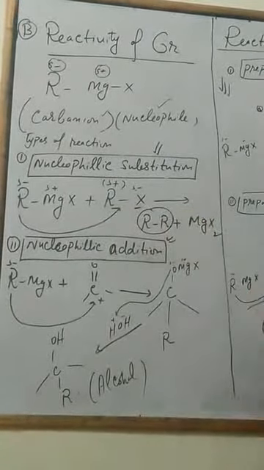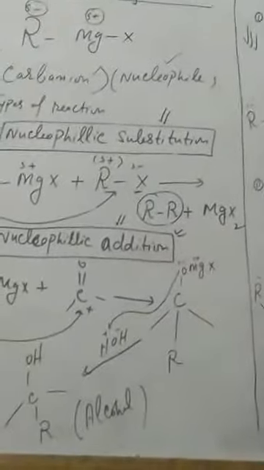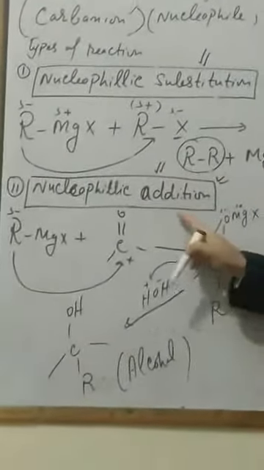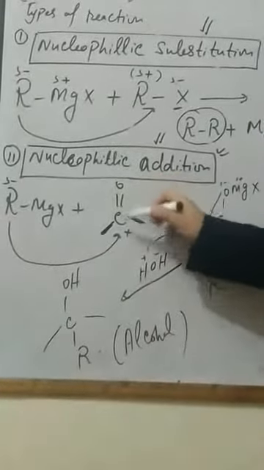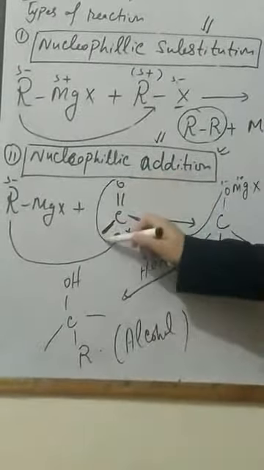The second reaction of the Grignard reagent is nucleophilic addition reaction. Remember, these are the most important reactions of Grignard reagent. These reactions mostly take place with carbonyl compounds. Carbonyl compound means which contains this group, which is called the carbonyl group. These types of reaction, that is nucleophilic addition, take place between a carbonyl compound and Grignard reagent. How? Look over here.